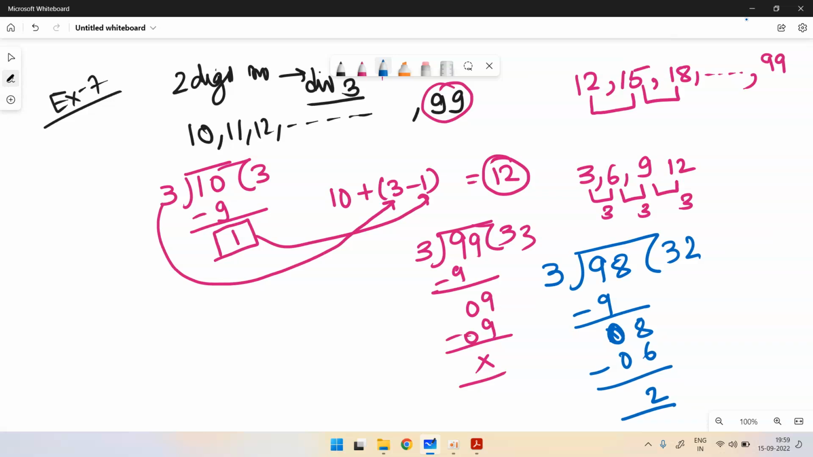So what is the last number till which it is divisible by 3 is given by this: you subtract this from this, 98 minus 2 equals 96, which is divisible by 3. But here it is given that the numbers are till 99, so two-digit numbers themselves go till 99. And 99 itself is divisible by 3. So the series will be 12, 15, 18 up till 99.